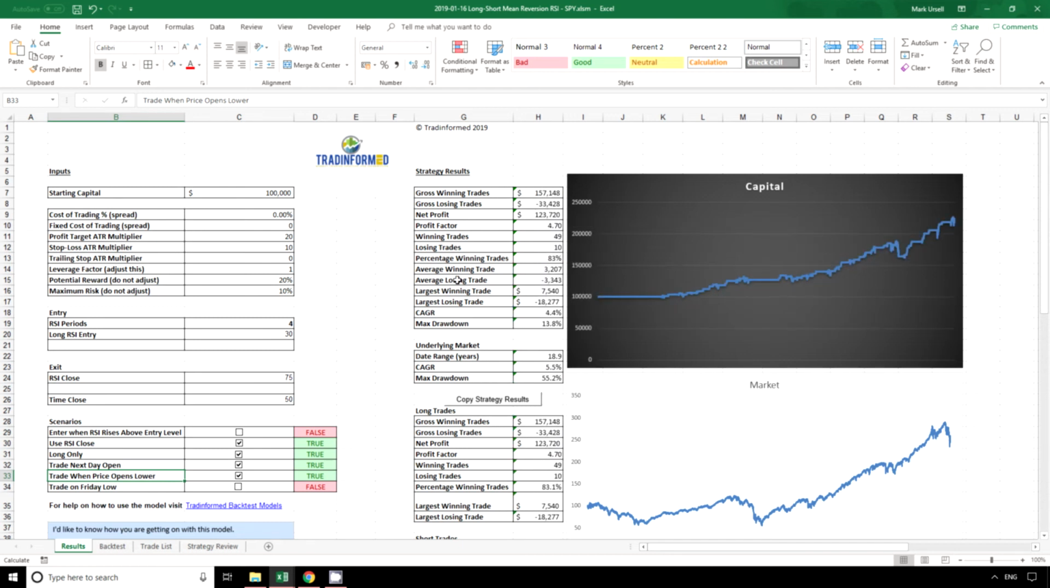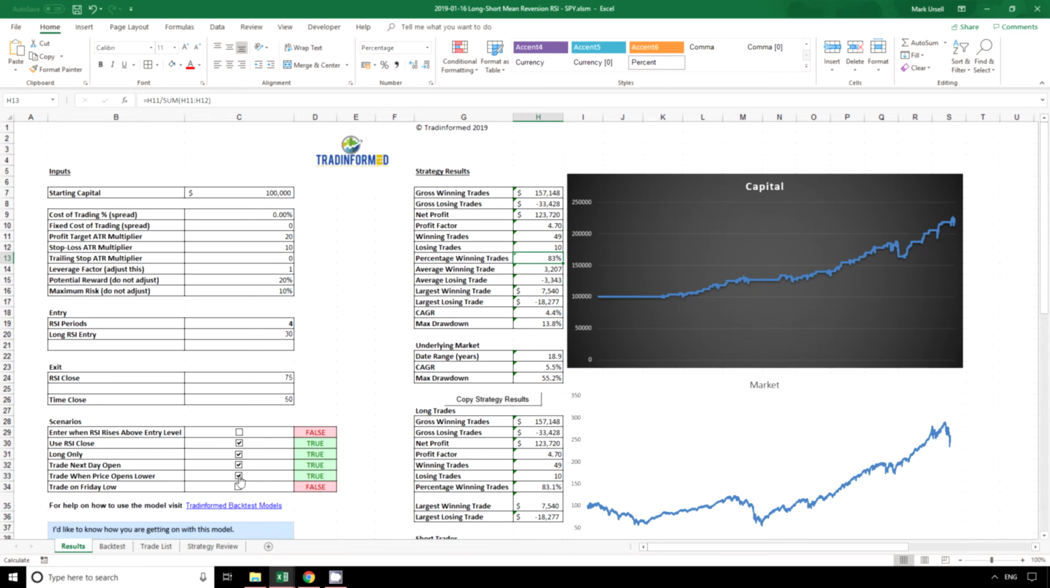And we can see that we're getting much fewer trades again. We're getting a smaller number of trades, but we're getting a good quality of trades. Smaller net profit, but our profit factor, our ratio of gross winning trades to gross losing trades, is higher. We're maintaining a good percentage of winning trades.